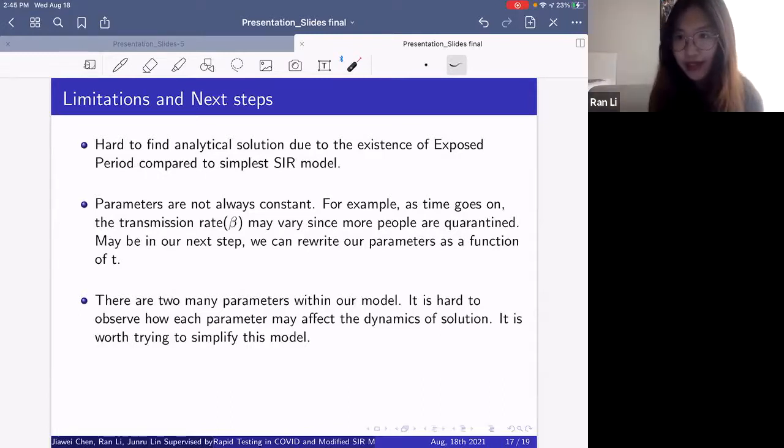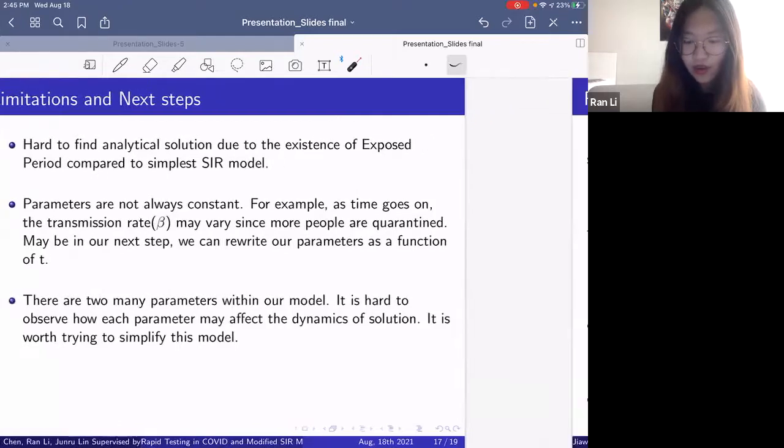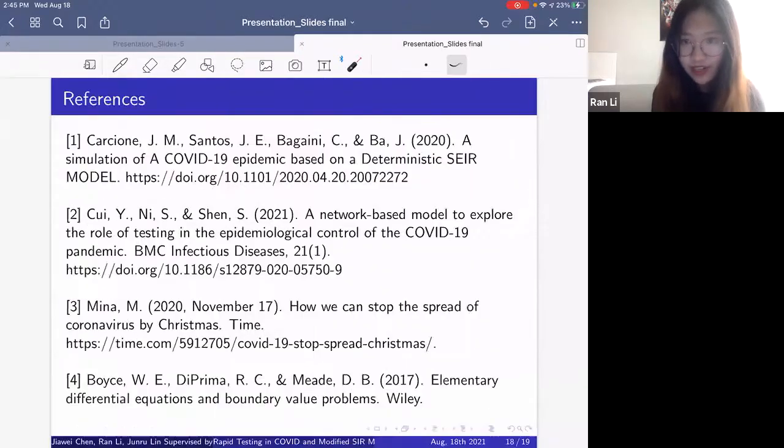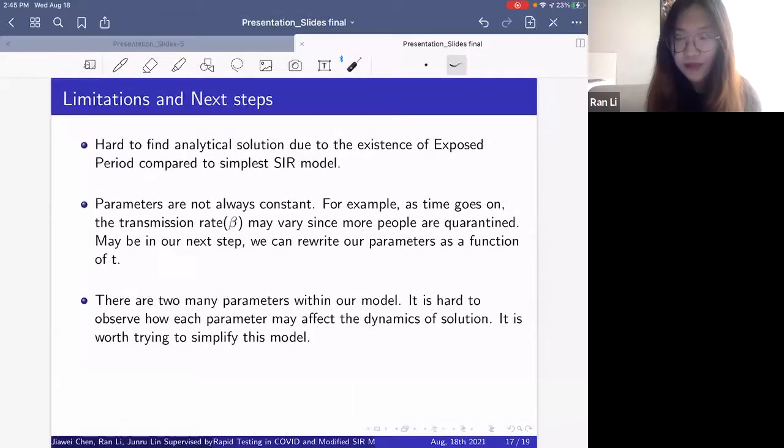Okay, so I think those are all the results that I want to show about our group project. So here are the references. If you have any questions, feel free to ask.